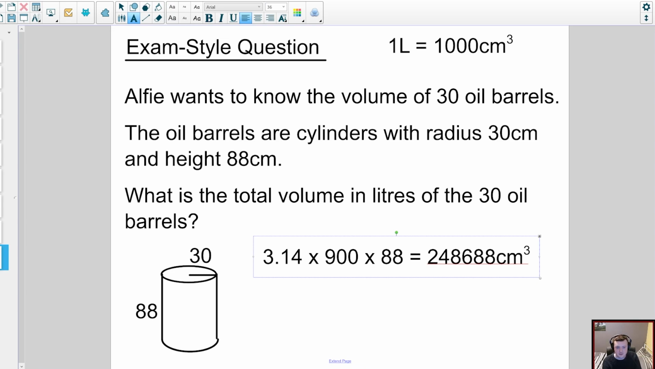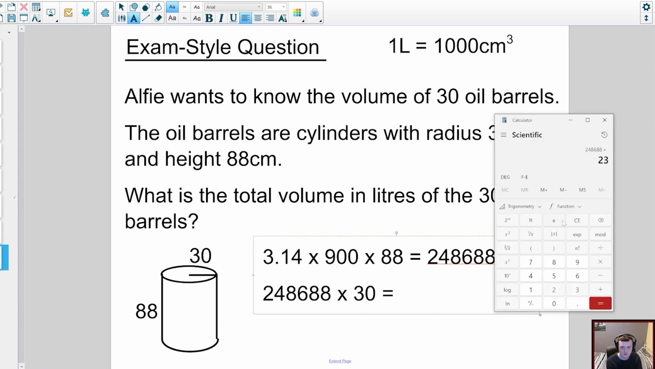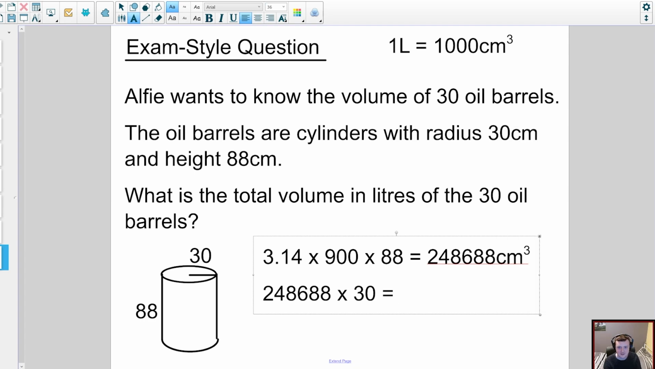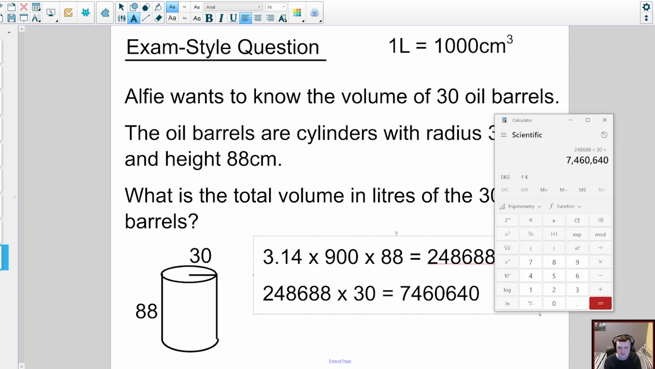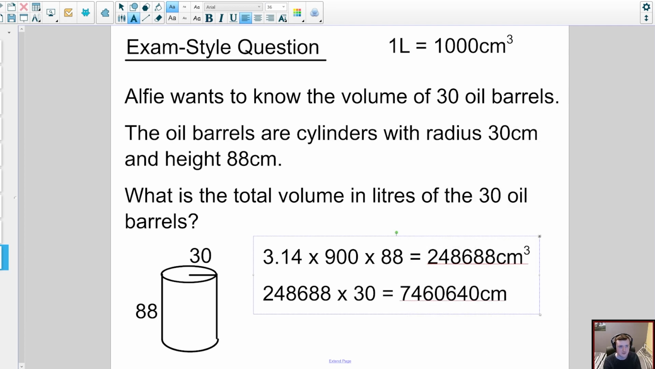How many oil barrels have I got? Well, I've got 30 of them. So I'm going to keep it in centimeters cubed for now. I'm going to do 248,688 times 30 because there's 30 barrels. That's going to be 7,460,640. Make sure I've got that right. 7,460,640, yep. Centimeters cubed.